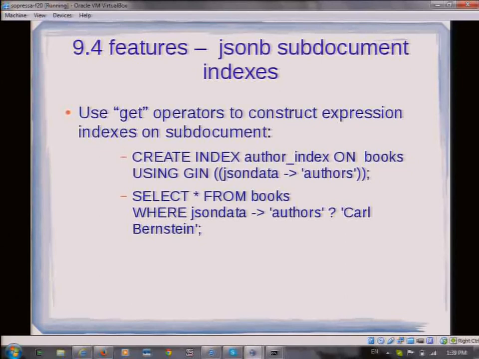So somebody asked about keys further down inside the document. I think it's you, John. Basically, at the moment, what you have to do is either use contains and then some object with a path, or you can index a sub-document, and this is more or less how you would index a sub-document. If you're only interested in looking up authors on books, or you want an index specifically on that, then you would index the sub-document of authors. So you're using the get operator there, and then you're going to use that expression in your query, and it will pull that out.